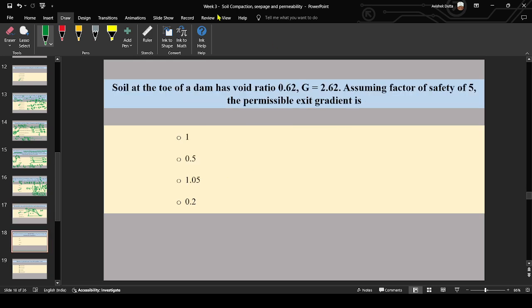Next question. Soil at the toe of a dam has a void ratio of 0.62, G equal to 2.62. Factor of safety of 5, exit gradient. So first of all, to find out the exit gradient, we need to find out the critical hydraulic gradient, that is IC.